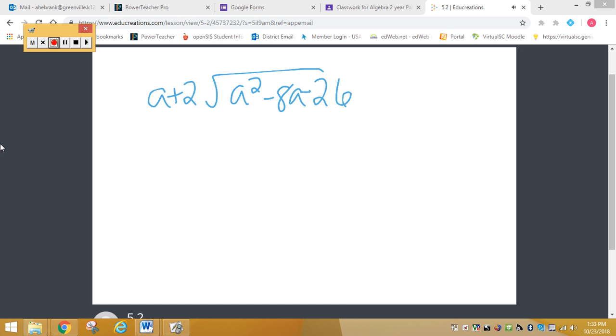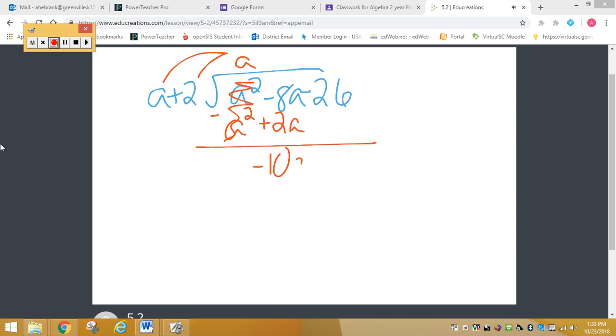Okay, so multiply by a. It works the exact same until you get to the very end. So I'm going to go through this kind of fast. A times a is a squared. A times 2 is 2a. I'm subtracting. A squared minus a squared is nothing. Negative 8 minus 2 gives me negative 10a. I'm going to bring down your minus 26.